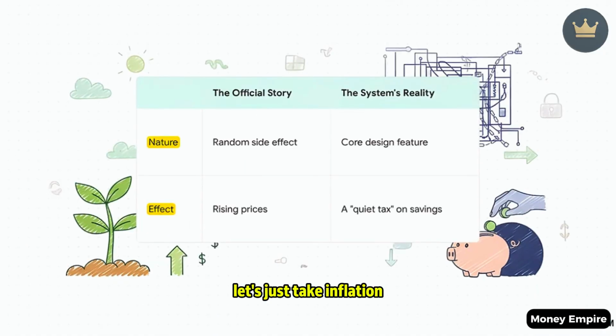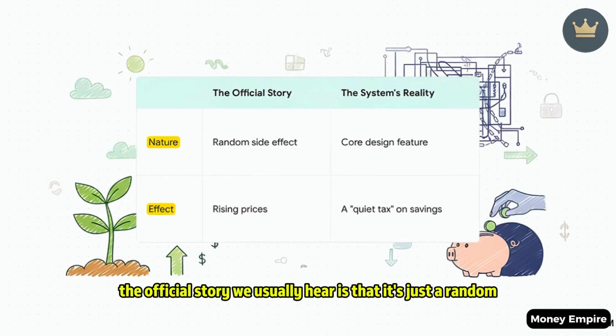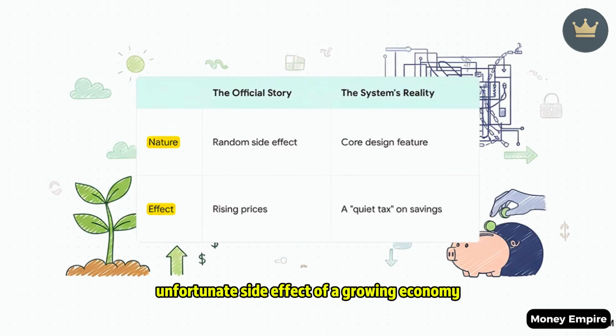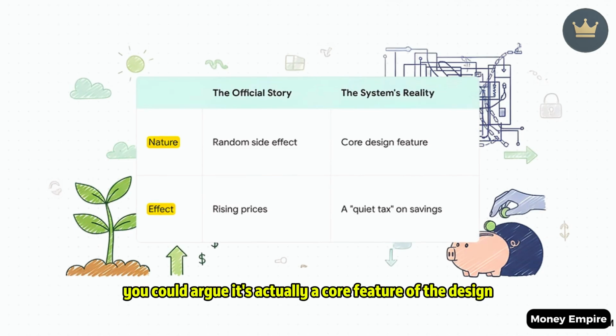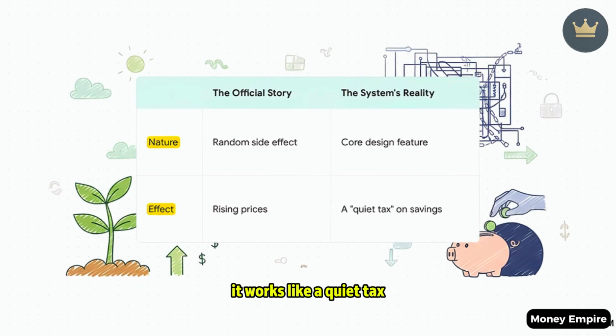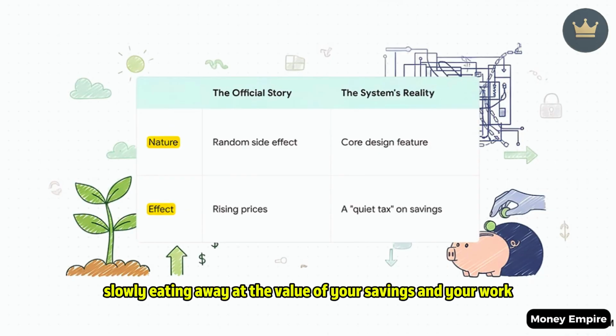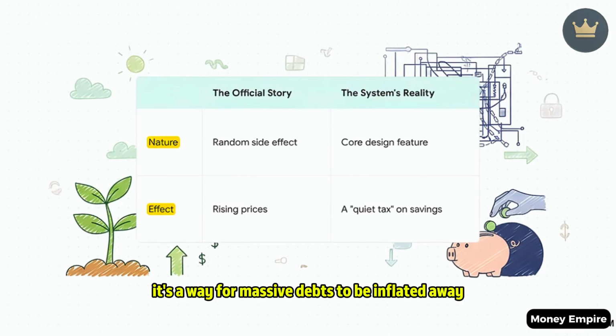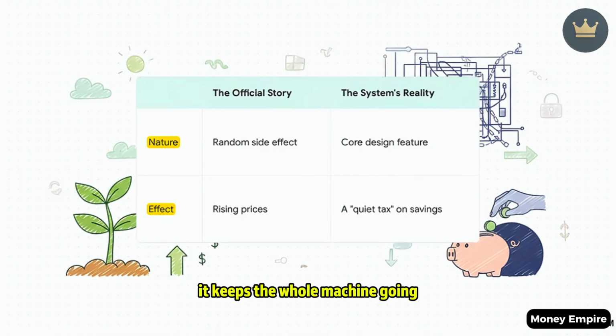Let's just take inflation. The official story we usually hear is that it's just a random, unfortunate side effect of a growing economy. But if you look at it through the lens of this system, you could argue it's actually a core feature of the design. It works like a quiet tax, slowly eating away at the value of your savings and your work. It's a way for massive debts to be inflated away. And it makes sure that saving money is punished while taking on debt is rewarded. It keeps the whole machine going.